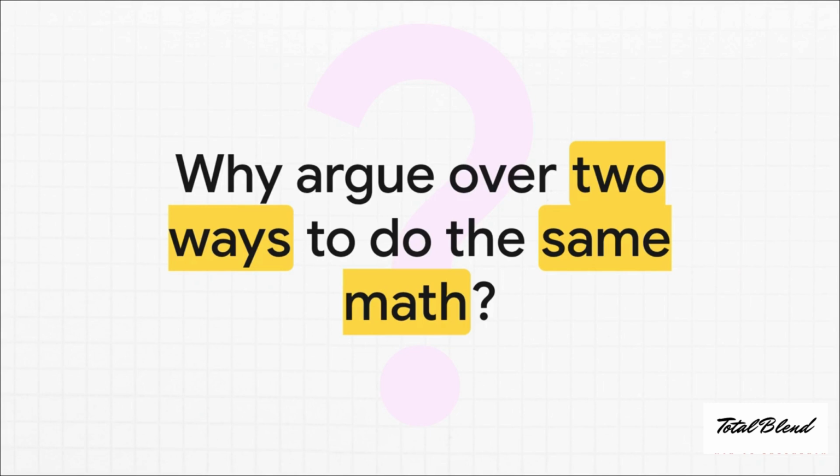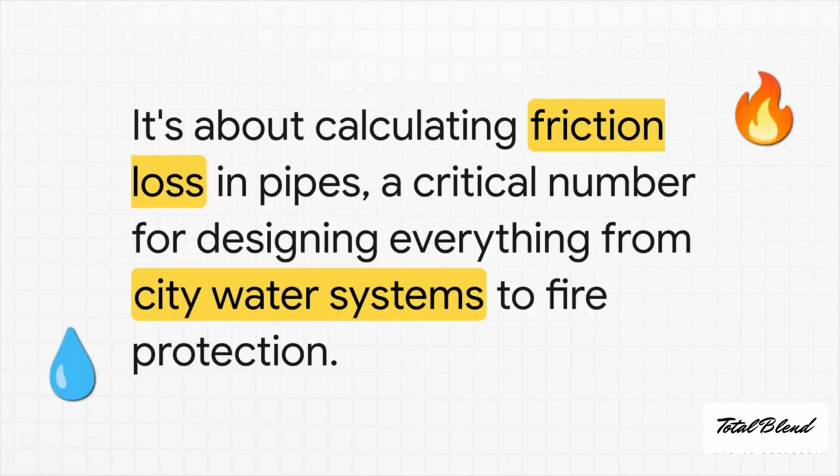You gotta wonder, why would engineers, people who live and breathe precision and numbers, have two totally different ways to do the exact same calculation? It's kind of weird when you think about it, right? Well, it all comes down to the fact that the stakes are incredibly high. The whole argument is about calculating friction loss in pipes.